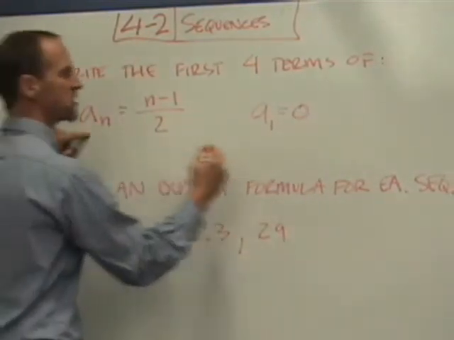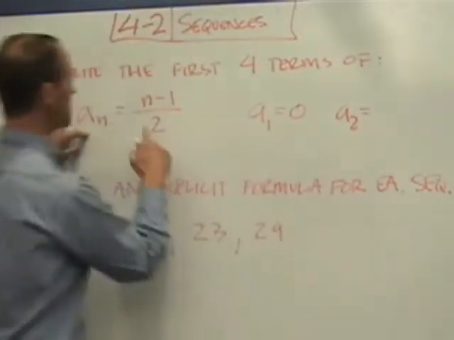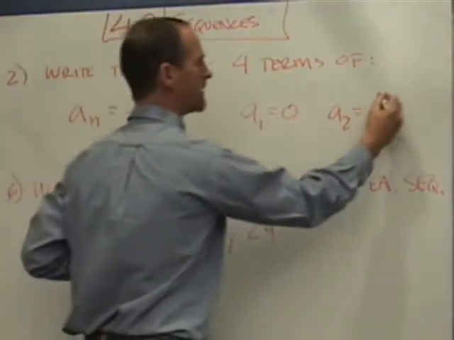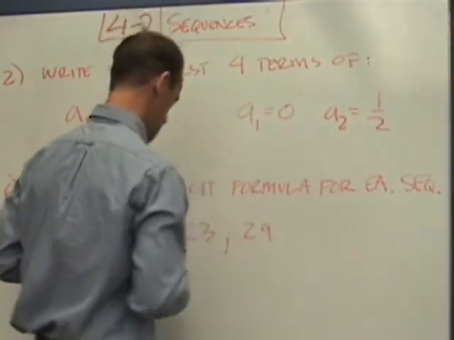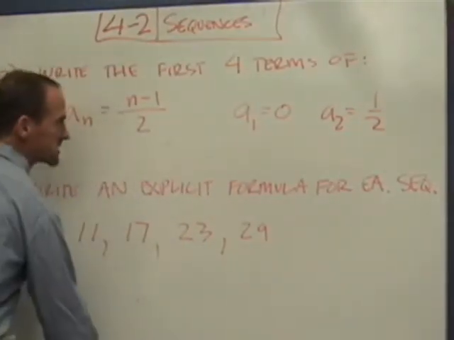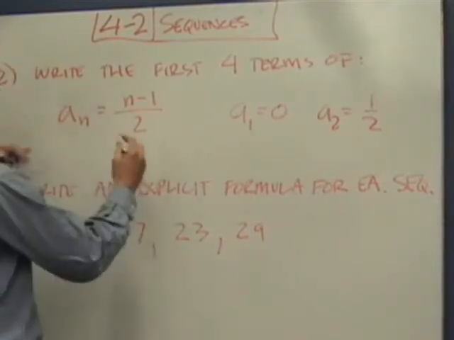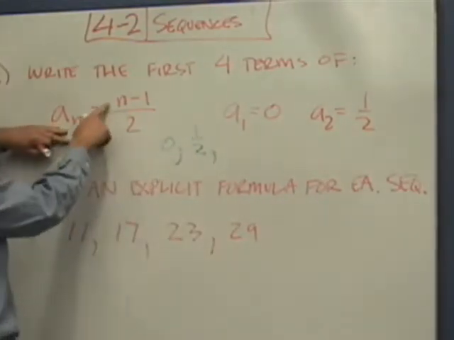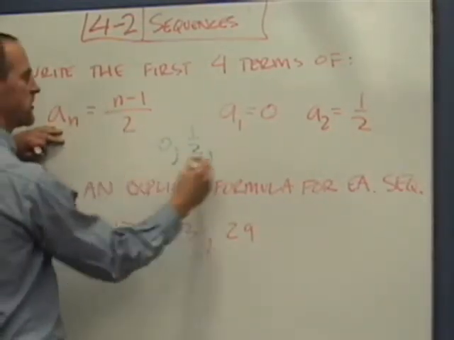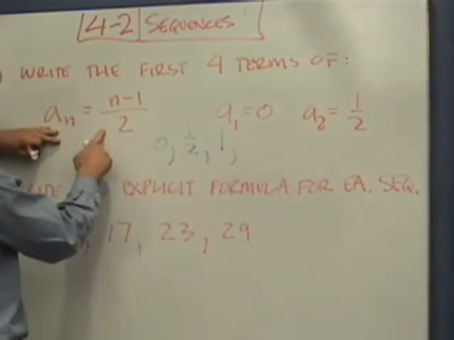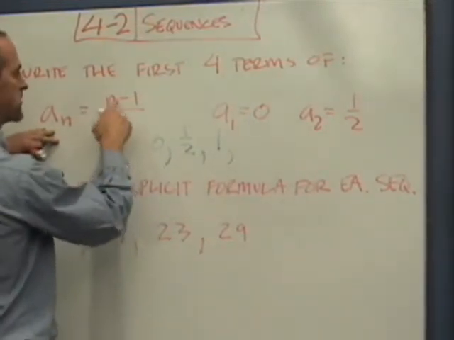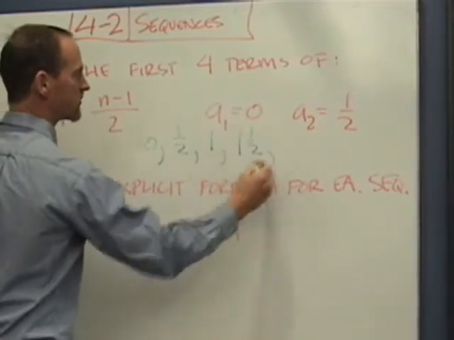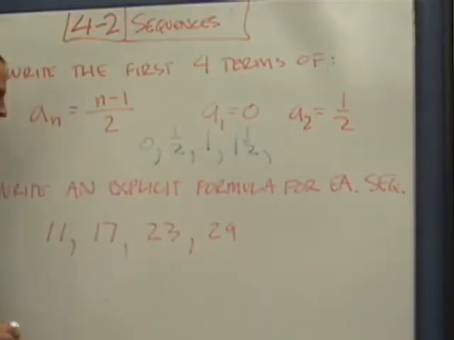Then my second term, A sub 2, will be when I plug in 2 for n. 2 minus 1 is 1, over 2 is 1/2. So that's my second term. If I wanted to string them all out, I could write them as you see them in the book: 0 and then 1/2. Then if I plug in a 3, I get 2 over 2, which is 1. If I plug in a 4, I get 3 over 2, that's 1.5. I can write it in fraction or decimal form, that's fine.